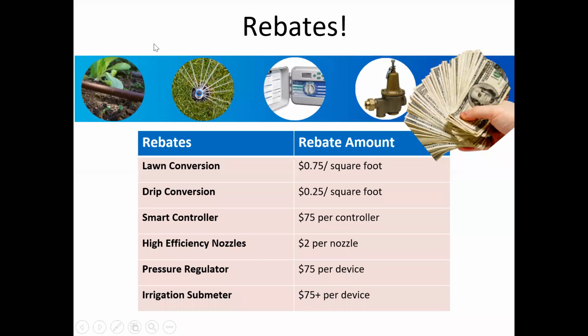So as we've talked about, a variety of different solutions for problems, a lot of them come with upgrades that we offer rebates for: lawn conversion, drip conversion, smart controller, high efficiency nozzles, or a pressure regulator to reduce that misting and overspray that you might be seeing. Or maybe you just want to get a better understanding of how much water you're using and install an irrigation submeter.